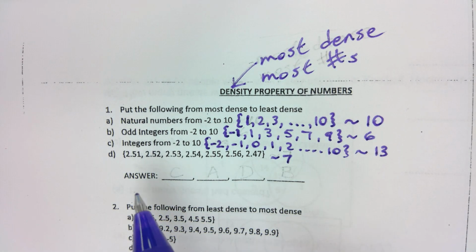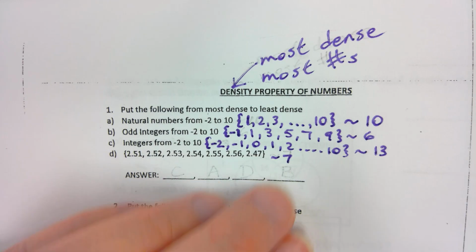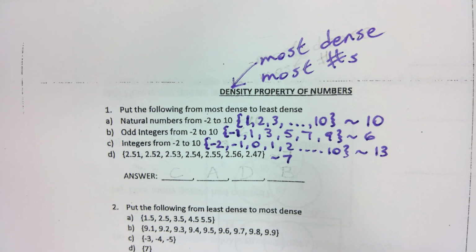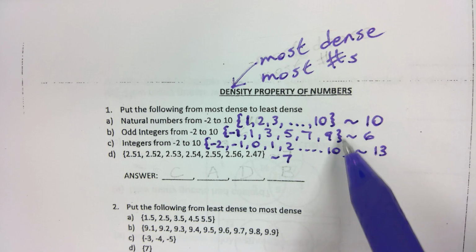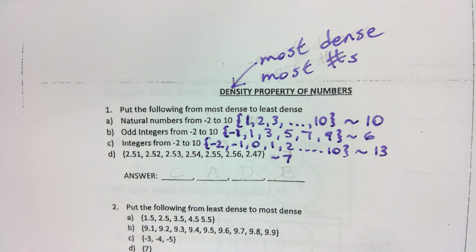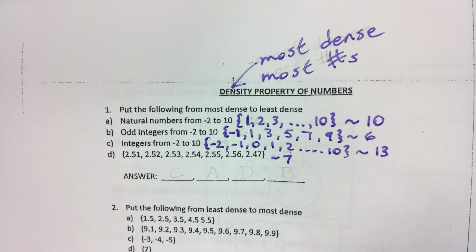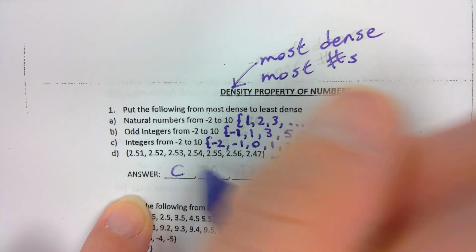Can you guys see the pencil marks? Kind of. Okay. So which one is the most dense then? A, B, C, or D? Yep, C.